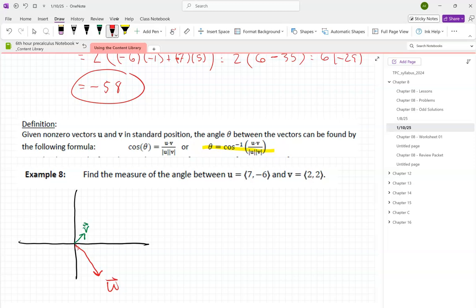And the more careful you are about making tick marks and counting, the better estimate you can get just from the get-go. Everybody's okay? Okay, so to do this, I need to calculate three things. I need u dot v.